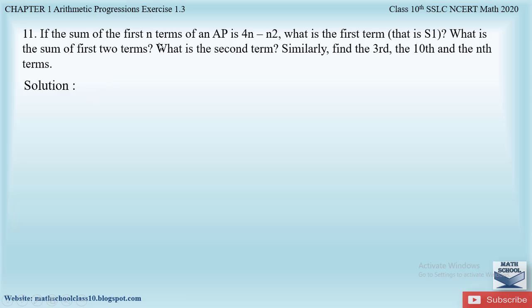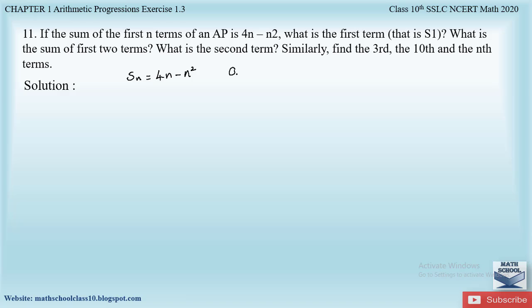Here in the question they have given us the sum of the first n terms of an AP as 4n minus n². So let us write down what is given first. Sn is equal to 4n minus n². Now they are asking us what is the first term.